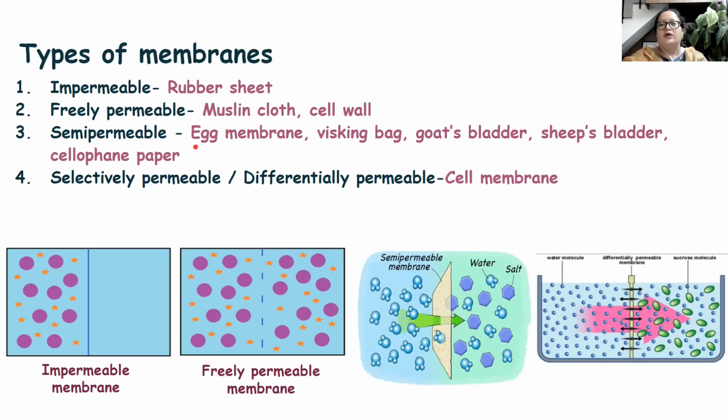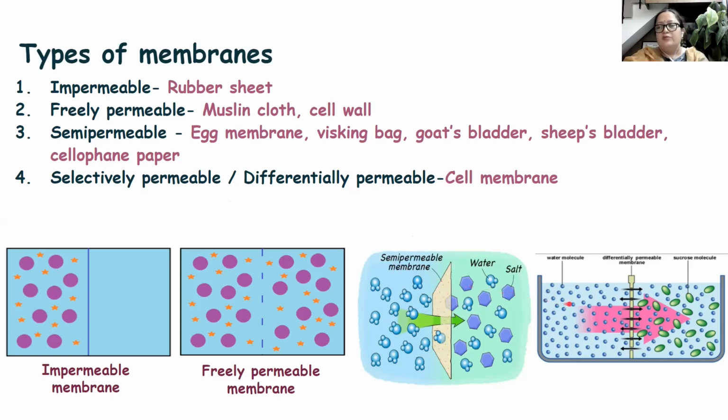For example, the egg membrane, the whisking bag, the goat's bladder, the sheep's bladder, the cellophane paper. They will allow solvent particles, small sized solvent particles, to pass through, but their pores will not permit the bigger solute molecules to move across. Then comes the last one, selectively permeable or differentially permeable membrane.